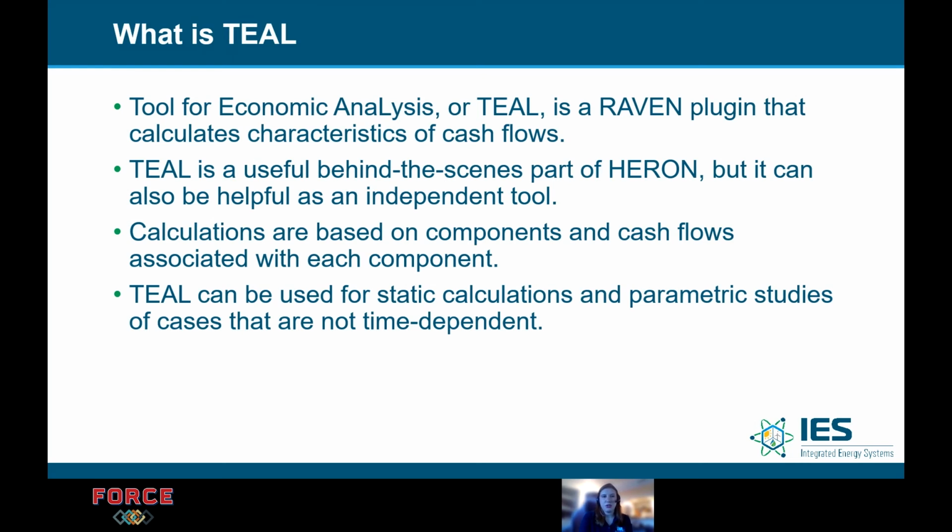So TEAL is the tool for economic analysis. It's a Raven plugin, and it calculates characteristics of cash flows like net present value. And it's a useful behind the scenes part of Heron. You've probably heard it said a few times, but it can be helpful as an independent tool if you know how to use it. And the calculations are based on components and then cash flows that you put into each component. And you can use it for static calculations, or you can use it for parametric studies if your cases aren't time dependent.